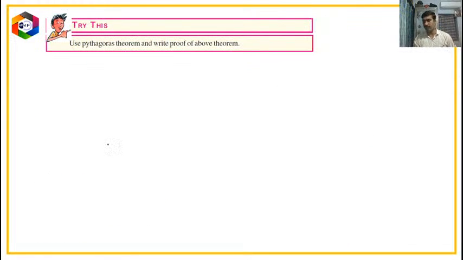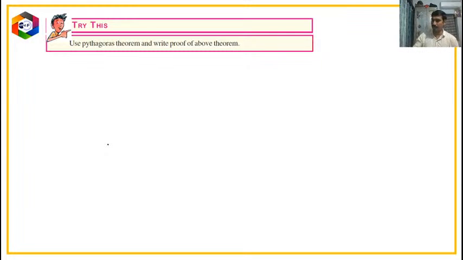Try this activity is given. Let us observe, children. What is the try this actually? Use Pythagoras theorem and write proof of the above theorem. Whatever theorem we have discussed, previously we have not used the Pythagoras theorem; we have used the geometrical proof, that is RHS congruency. Now the same proof, by making use of Pythagoras theorem, is asked.